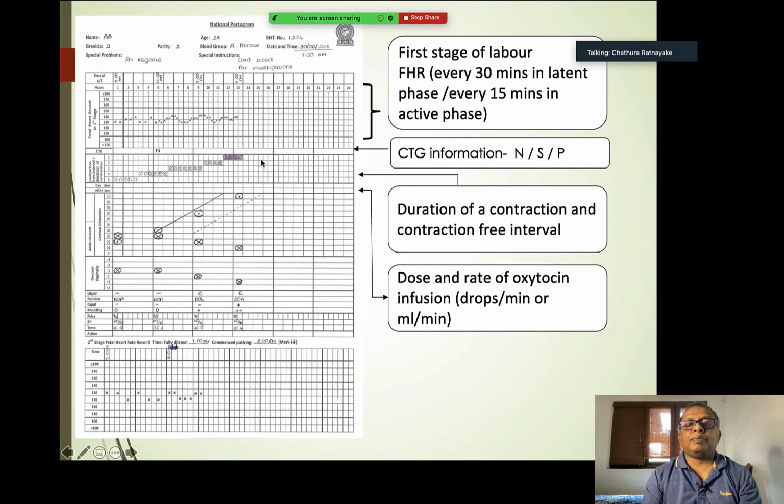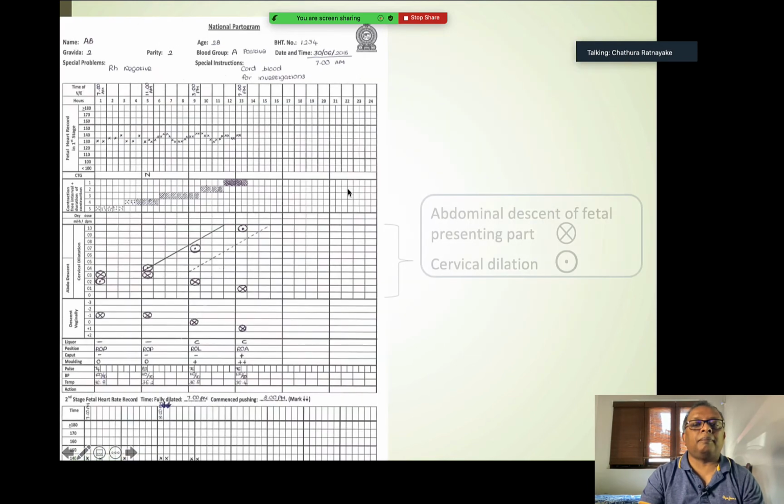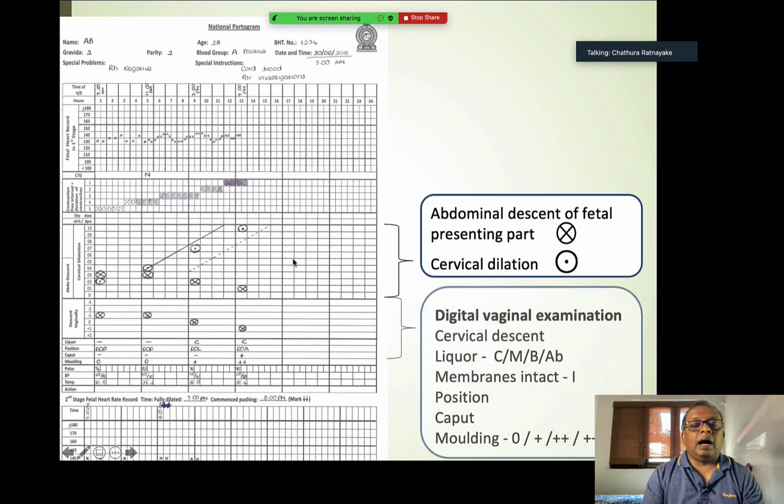In that, the duration of the contraction is indicated by these dots, right. So, when it is crosshatched, it is less than 60 seconds, so 40 to 60 seconds. Exact marking is there on the other side. We will come to that later. And then this part is the rate and the drop rate of the infusion of syntocinon, if you have started on syntocinon. And after that comes the descent and the cervical dilatation.